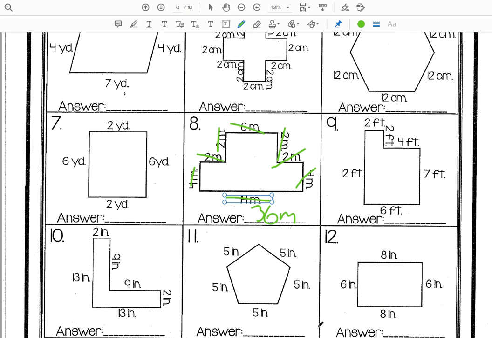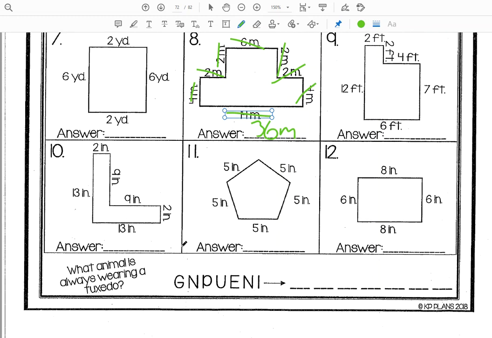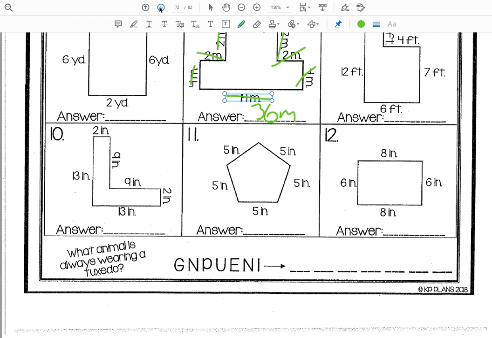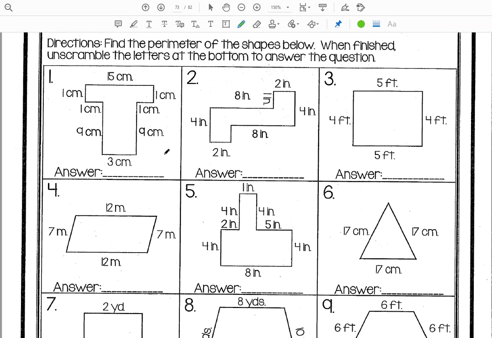This one I could multiply. There's 5 5s, 5 times 5. This one I'd have to add it. 13 and 13 plus 2 plus 9 plus 2, and so on. Okay. Same thing here. You need to add them all up. Remember, when it gets to a lot of them, cross them off as you add them up.